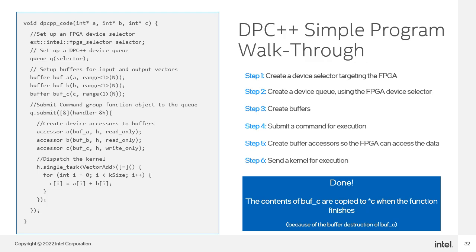The contents of buff C will be copied to the pointer C when the function finishes. This is because there will be buffer destruction of buff C upon completion. We will take a look at this later. Hopefully, this example has given you a good head start to how the DPC++ program looks like and how to get started on writing one for your design.